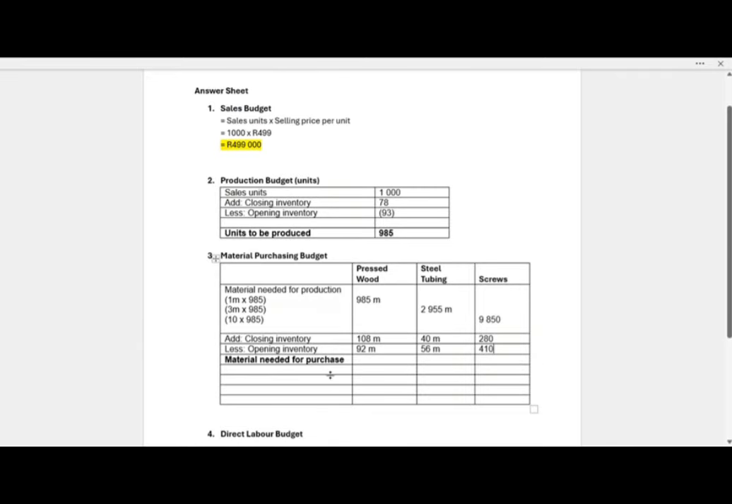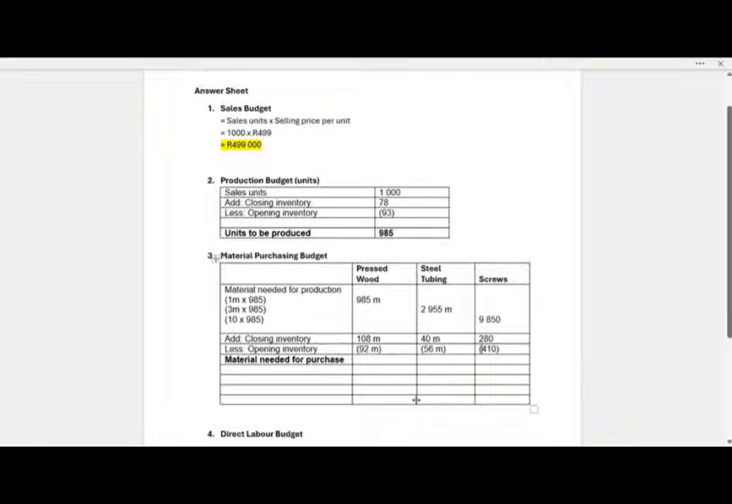All right, and then now we need to calculate the material needed for purchase. How many meters of wood must we purchase, and how many steel tubing must we purchase, and how many screws must we purchase? Some of you call this material required for purchase. No problem. Remember, these ones we can put in brackets, because our formula is telling us that we need to less this. Just to indicate that in accounting, when we subtract, we put brackets.